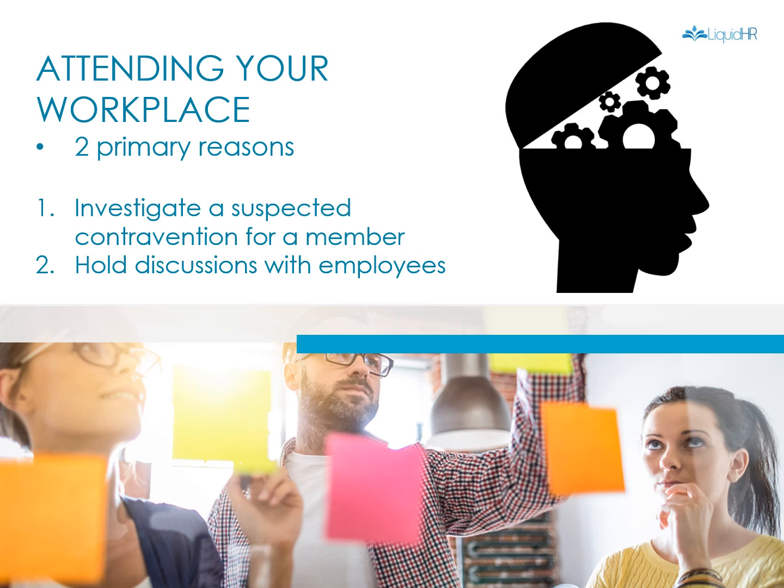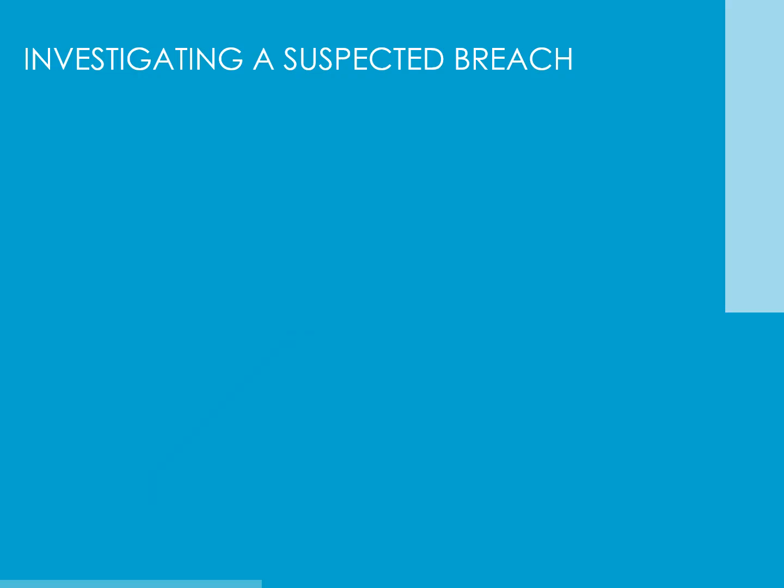When they do arrive on site, as I mentioned earlier, they must show you their permit, and then you can advise them where they can go. So you can agree on a meeting room that they can go into or the particular pathway they take to get there as well. So let's have a look in a little bit more detail around investigating a suspected breach and what unions can actually do once they come on site.